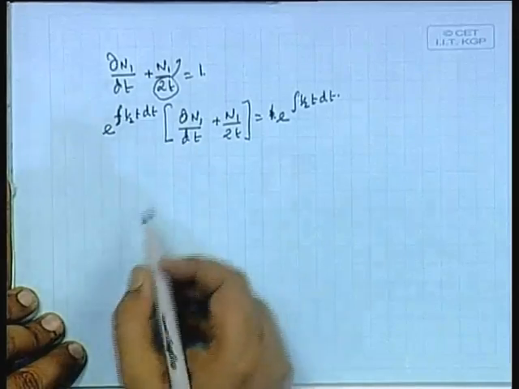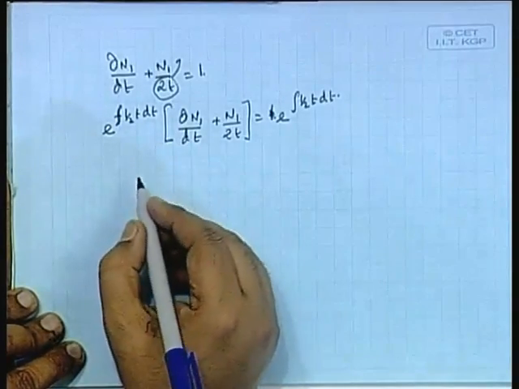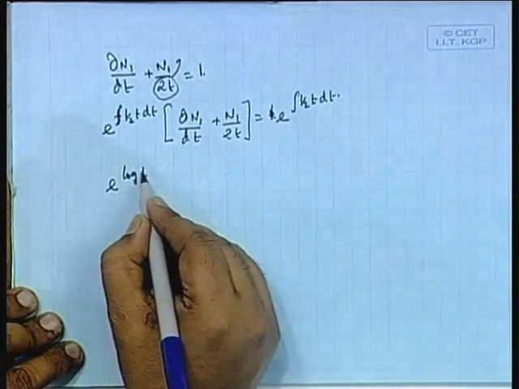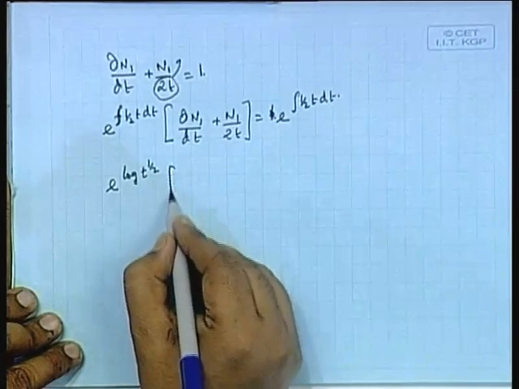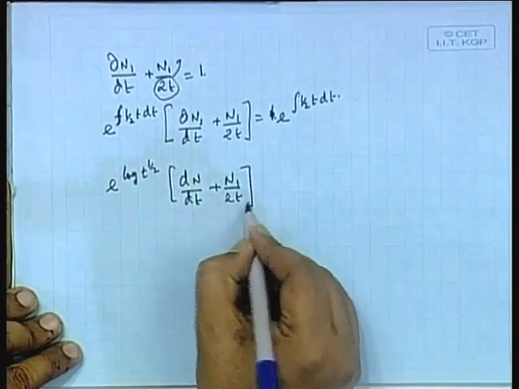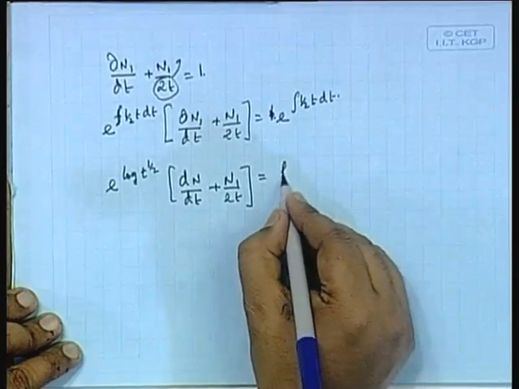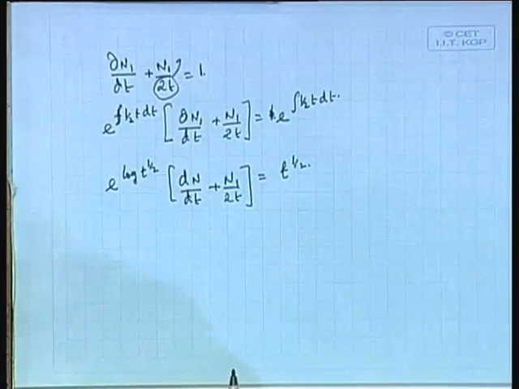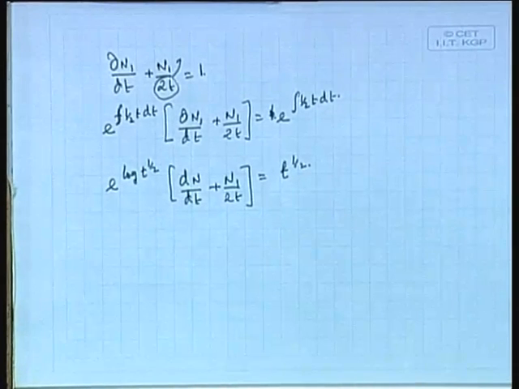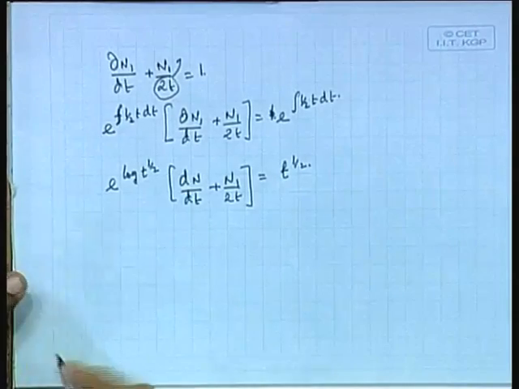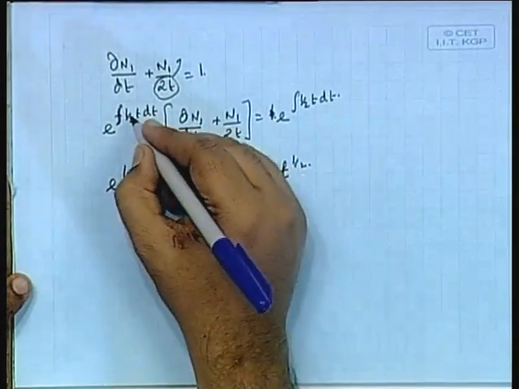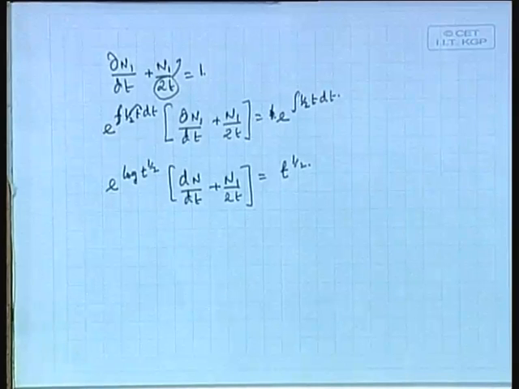Okay. And what does this become? e to the power half t dt is e to the power log t to the power half, dn dt plus n1 2t, and e to the power log t to the power half is t to the power half. Yeah, it is 1 by 2 t.